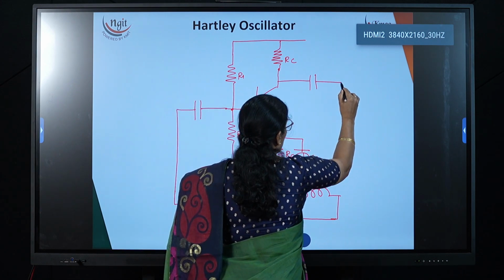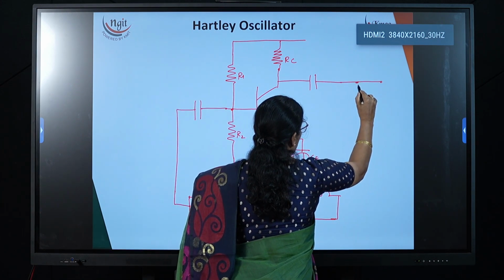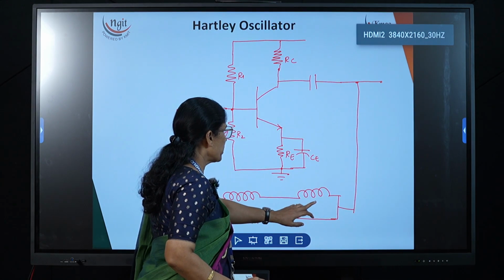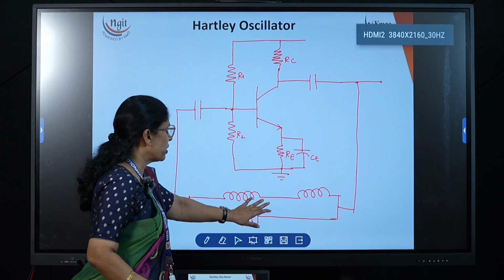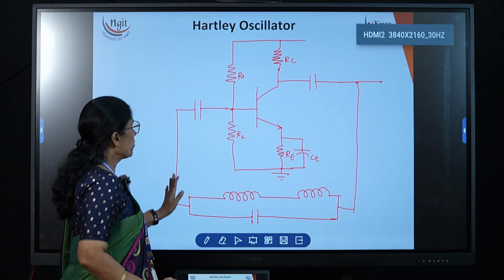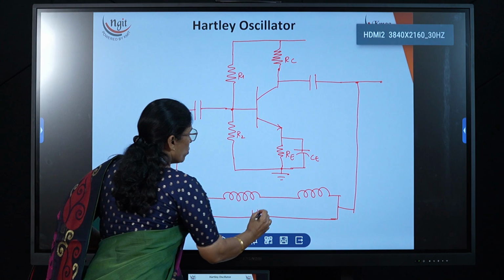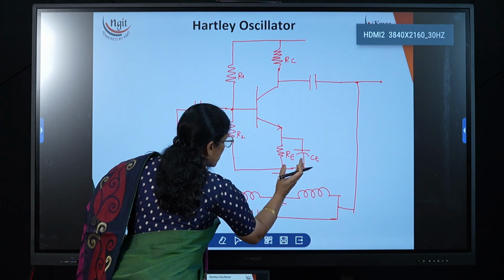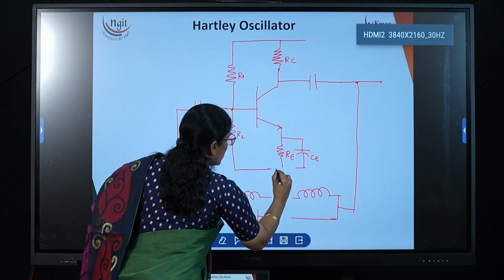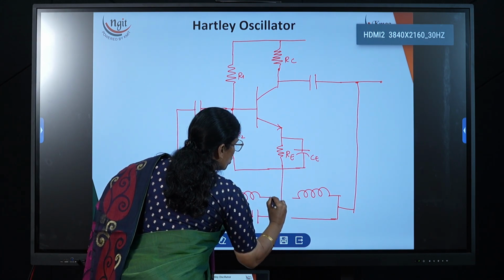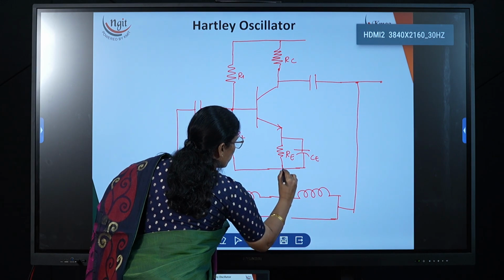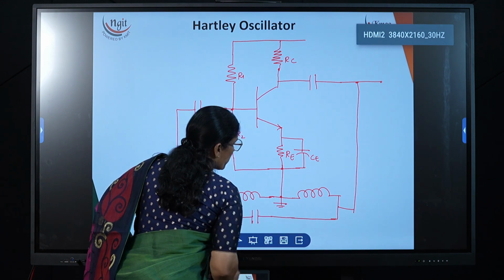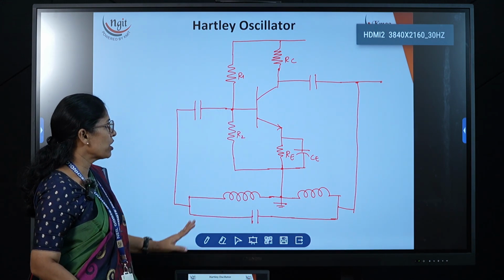Now the output I am giving to the feedback network. The feedback network takes a fraction of the output and applies it again at the input. Here I am taking the ground connection. I can take two grounds like this, or if I want, I can join these two together and make one ground connection, however you want. You can show them separately, or give a single ground connection like this.